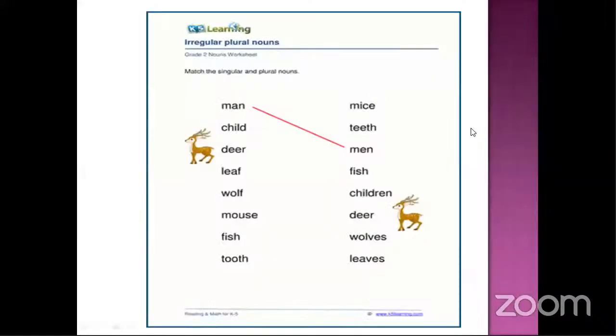Okay, let's get started. This is your first activity. What you have to do here is match the singular and plural nouns. In the first column I have given singular nouns, and in the second column I have given the plural nouns. You have to match each with the correct word. Can you do this, children? I think you can hear me clearly, and you can use your annotations.